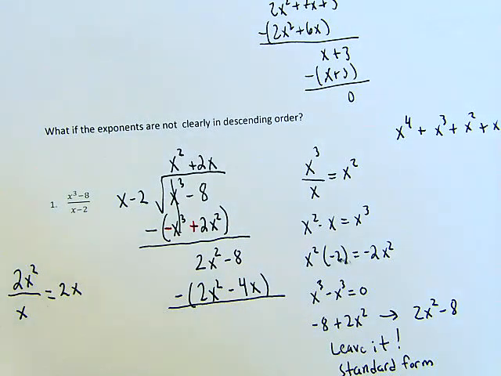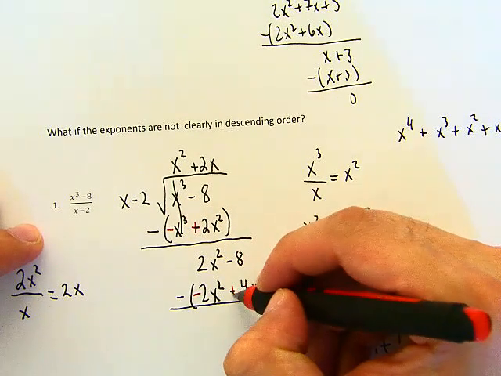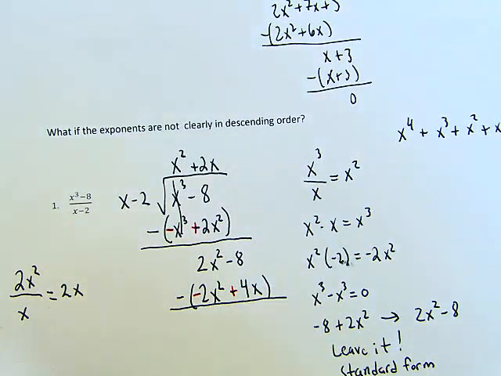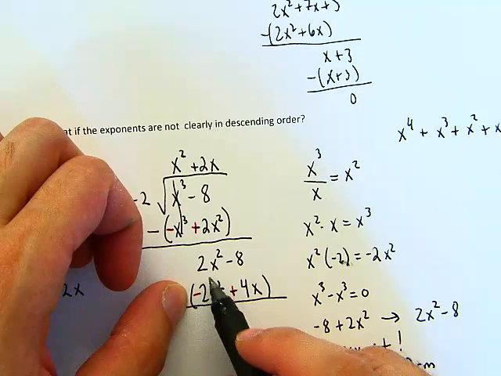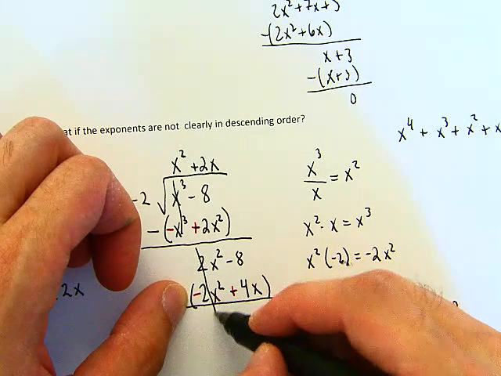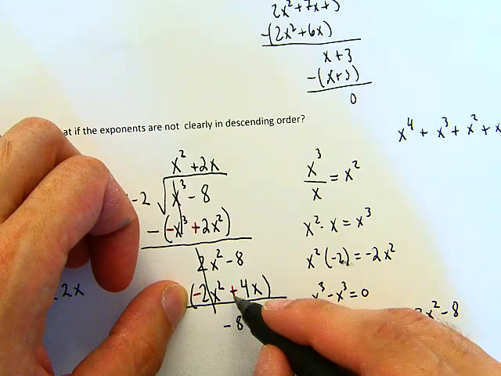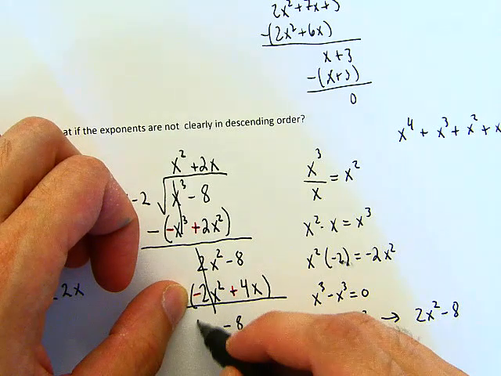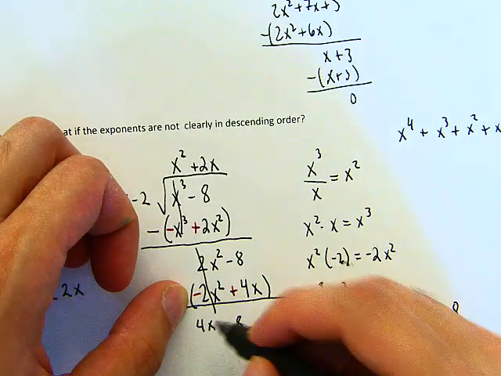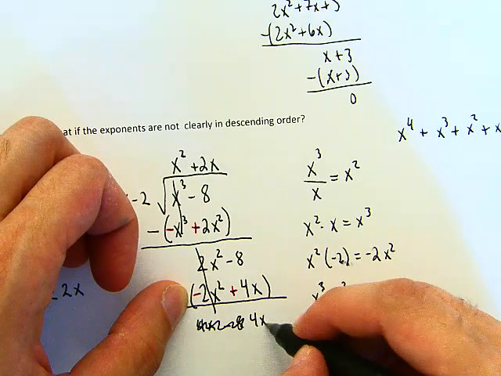I distribute the negative. Okay, so this is negative. This is positive. So now this cancels, right? Because 2x squared minus 2x squared is 0. Then I have negative 8, and then this is a positive 4x. But I'm going to put that 4x over here. Or, you know what? I messed that up. Let's say 4x minus 8, right?